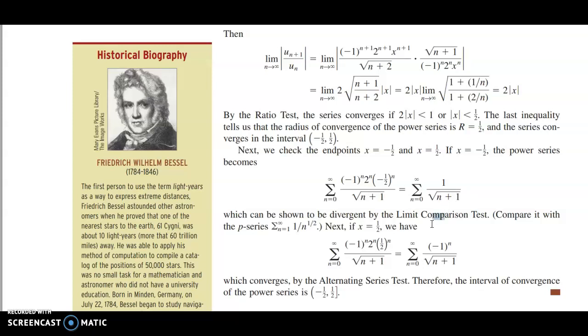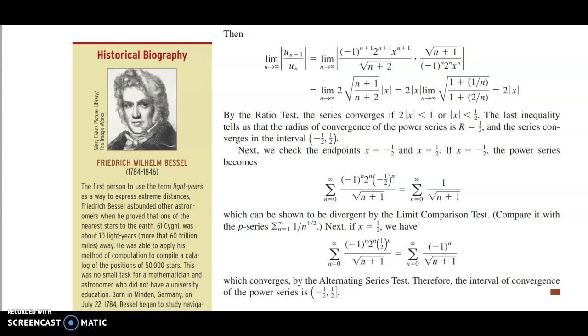By using the limit comparison test, we can say that this series is divergent, because by comparison with the p-series 1 by n root n, we can test it. Next, put x equal to 1 by 2.